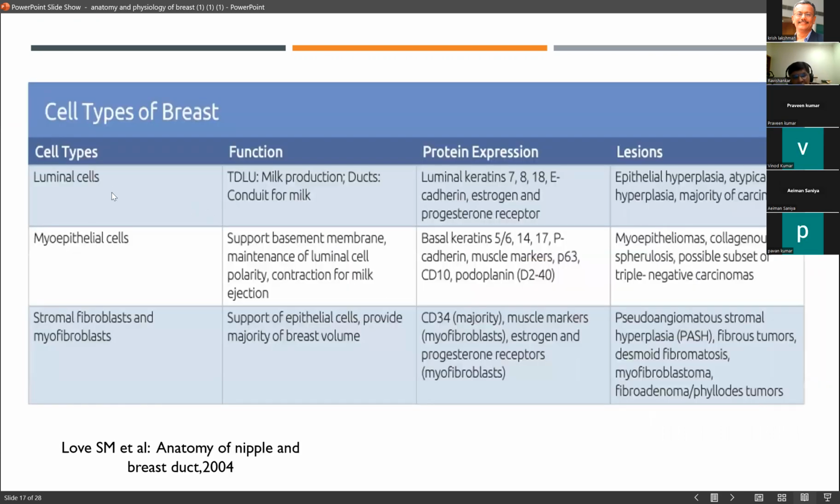The main cell types of breast consist of luminal cells, and its function is milk production. And the myoepithelial cells support the basement membrane, and maintain the luminal cell polarity, and are essential for the contraction of milk ejection.